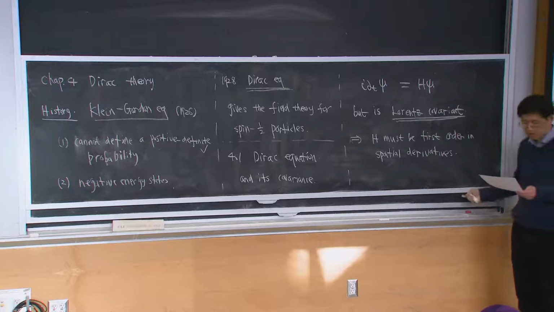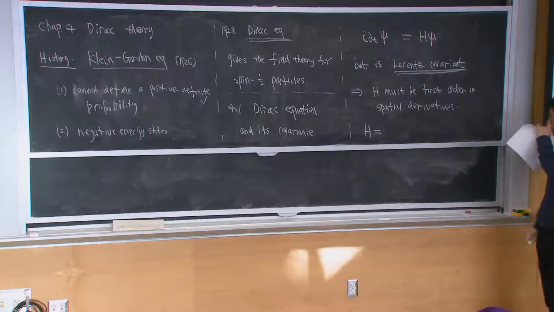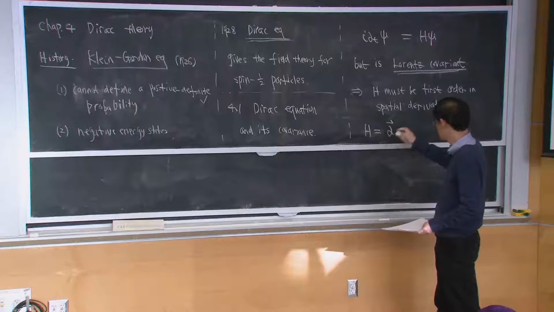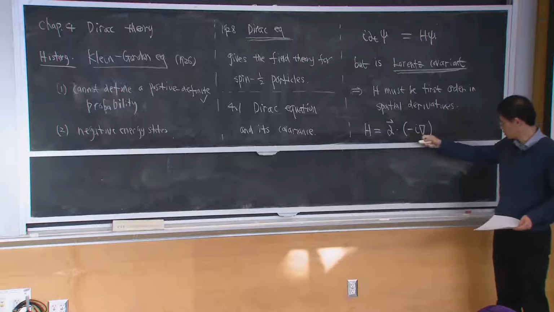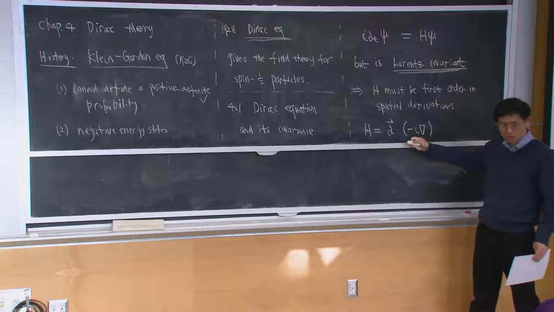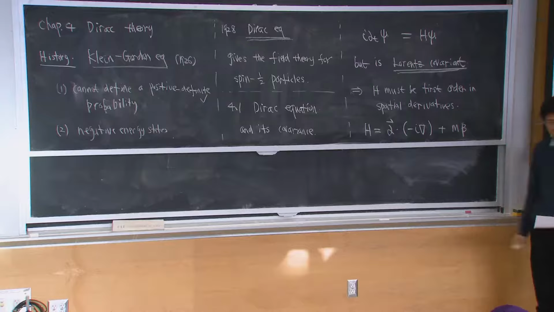So let's try to write the most general form. If it is first order in derivative, it has to have the following form: alpha times minus i times the gradient operator. These are spatial derivatives, and minus i is just for convenience. This is a vector with three components, which has to be contracted with alpha. And then you can at most add a constant, which, for historical reasons, I write as m times beta.